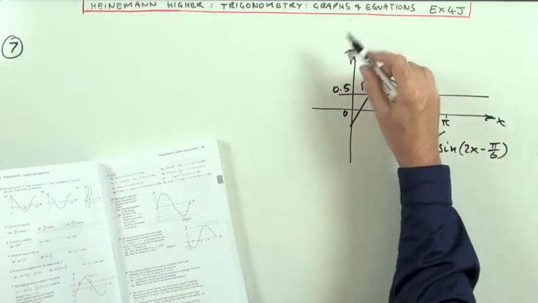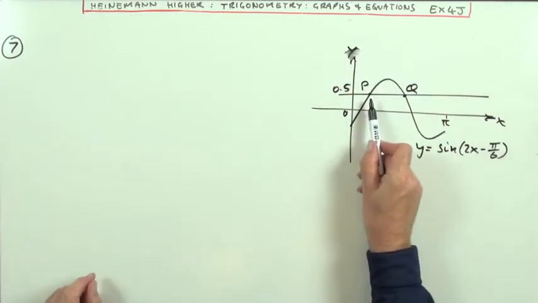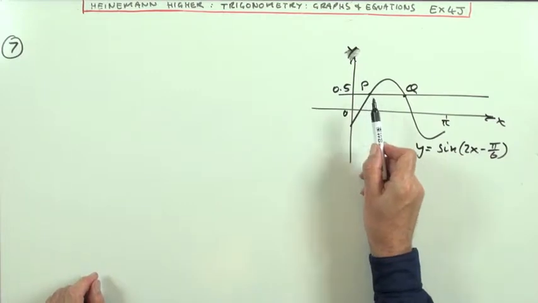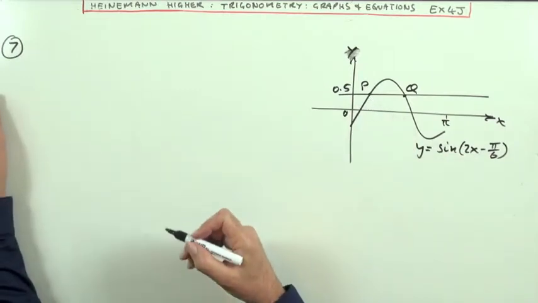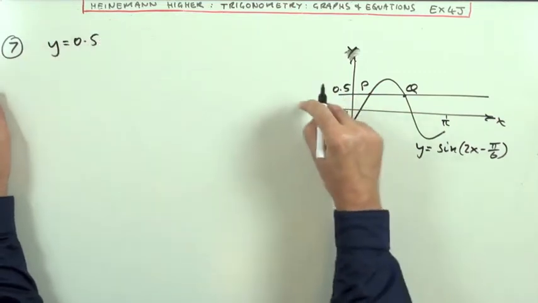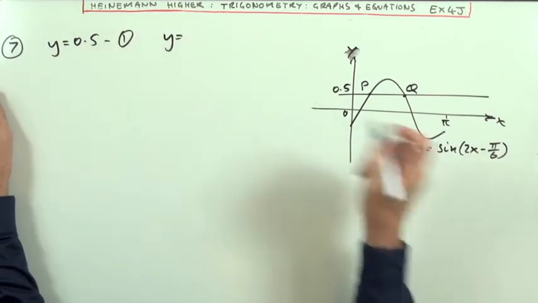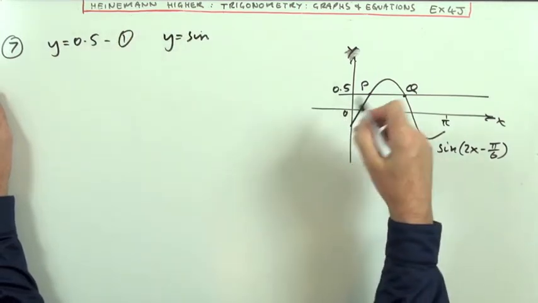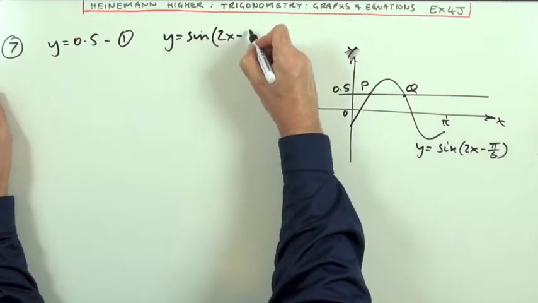Well, it just looks like an X there, doesn't it? It even looks worse. Right, well, what have you got? Points of intersection means there must be things crossing there. Get the equations of the two things that cross and solve them simultaneously. So you've got y equals 0.5 being that horizontal line, and you've got y equals, it tells you anyway, although you could have inferred it from that, y equals sine of 2x minus pi upon 6.